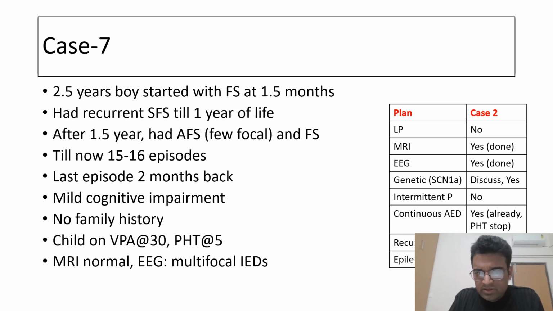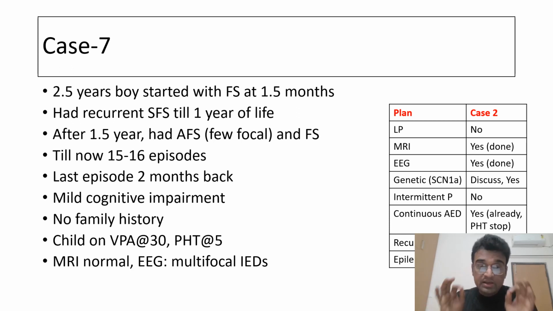Okay. Now, since you know that the child is having febrile seizures as well as afebrile seizures, we are always worried that the child is probably now evolving. Another important thing is cognitive impairment. Multiple types of seizure that started like febrile seizure. So this looks like a Dravet phenotype.